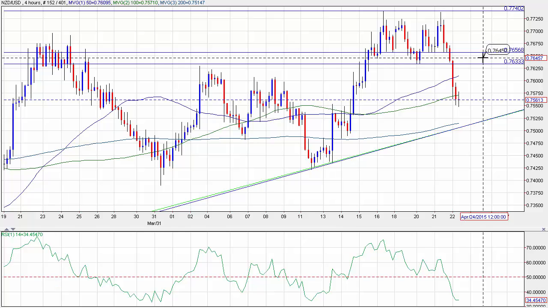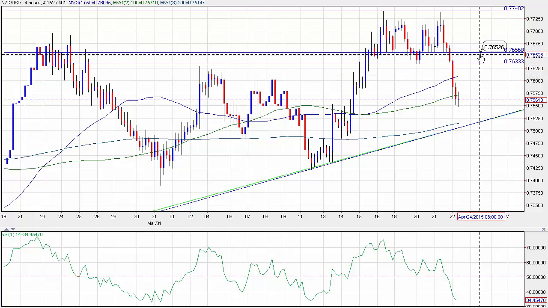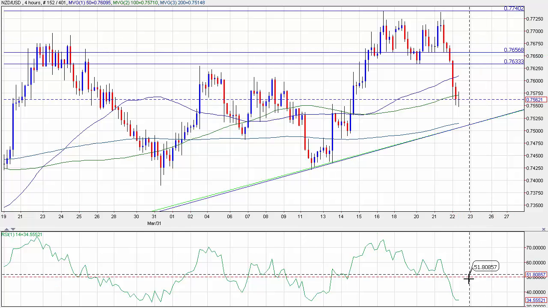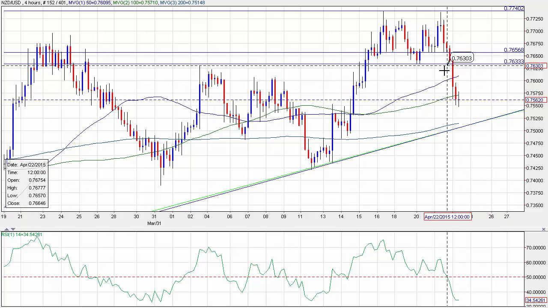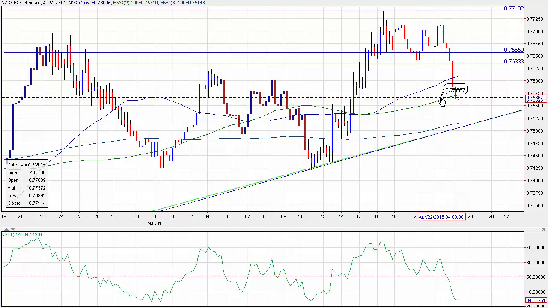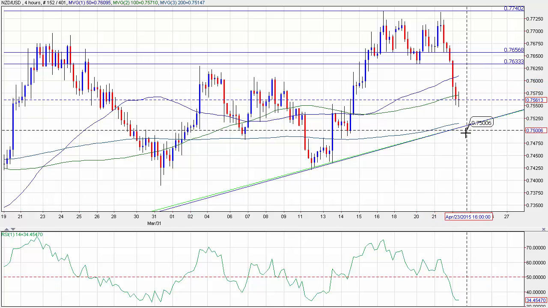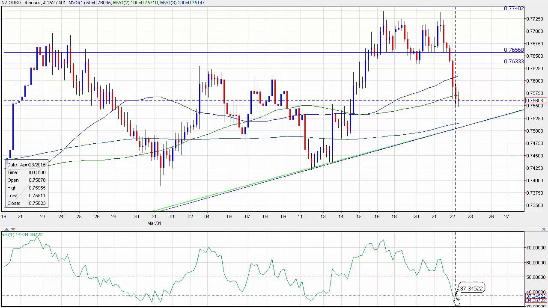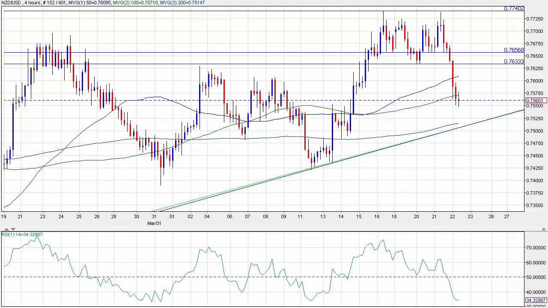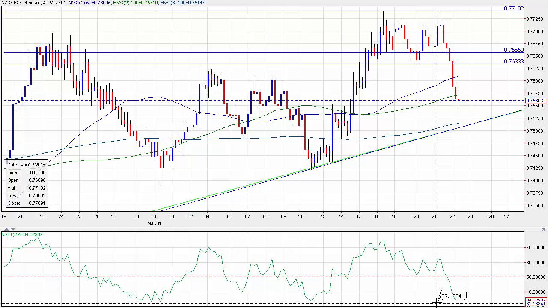But if price climbs back above 0.7660, for example, and the RSI climbs back above 60, then the choppy bullish correction mode is still in play. However, if price falls below 0.75 and the 4-hour RSI dips below 30, the Kiwi dollar might start to revive the prevailing bearish trend seen in the daily chart.